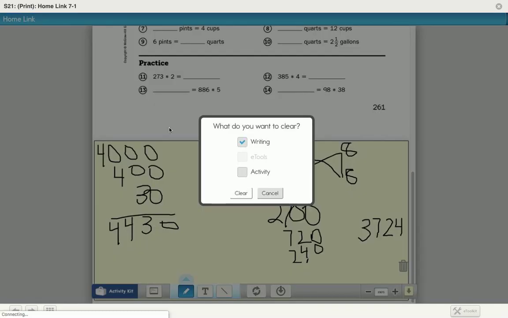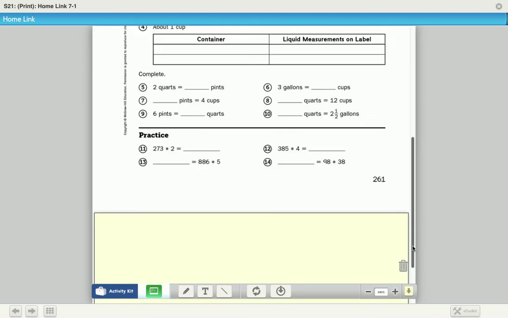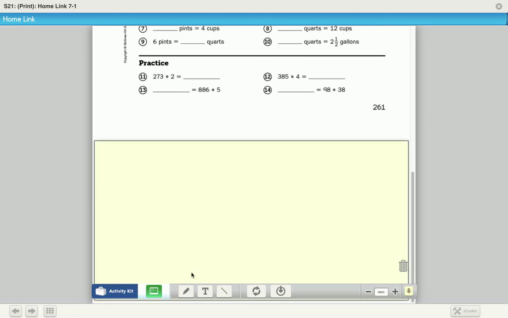And then I'll go ahead and do 11 and 12. So 11, 273 times 2. And I will write this one out, especially for parents who still are thinking, what is partial products multiplication? So 273 is made up of 270 and 3, if we write it in expanded form. And then we have 2. So we're taking 200 times 2, and then 70 times 2, and then 3 times 2.